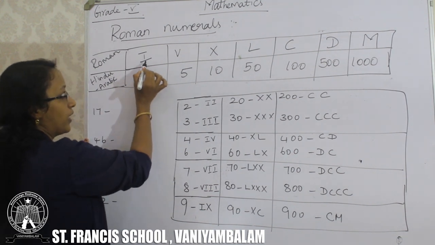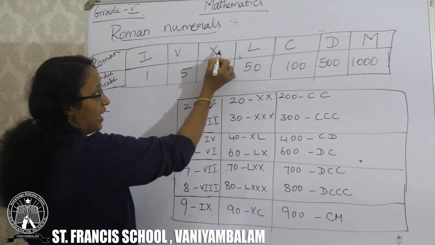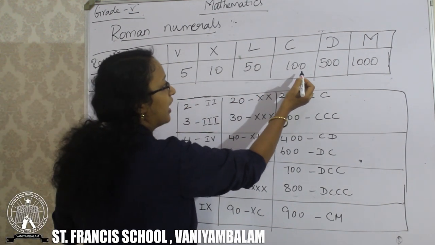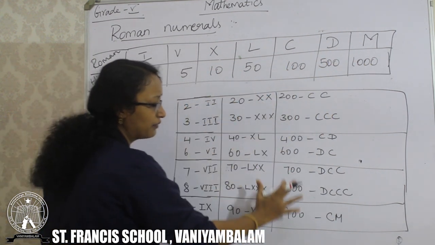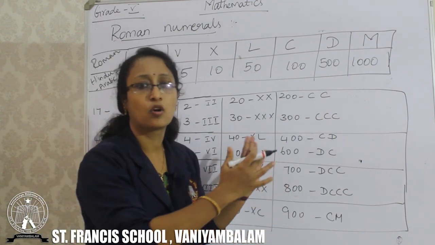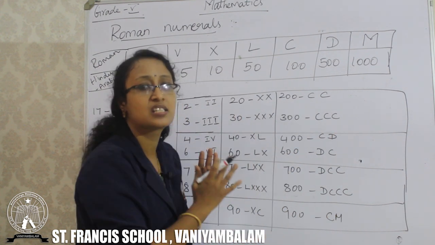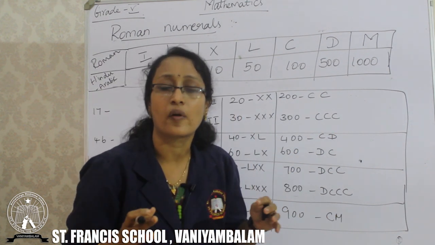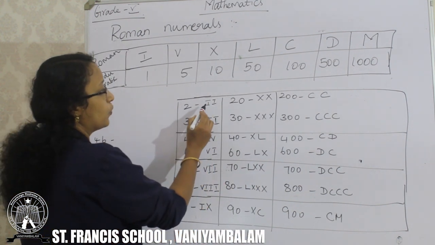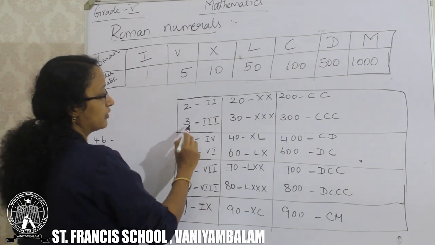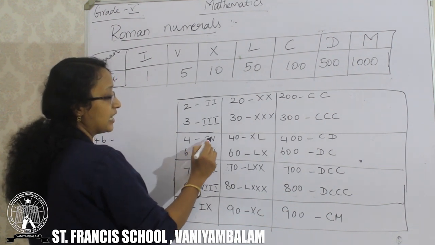For 1, you will represent I, 5, V, 10, X, 50, L, 100, C, 500, D, and 1000, M. You have the table here, children. You can copy this table in your notebook. If you are clear about this table, then it is easy to write the Roman numerals for any number. For 2, you will write 2 times I. For 3, you will write 3 times I. And for 4, you will write I, V.